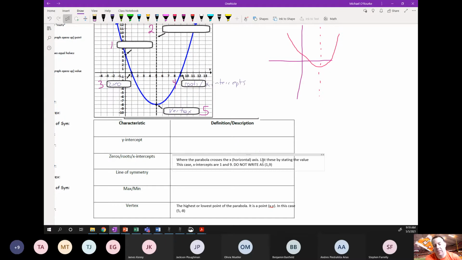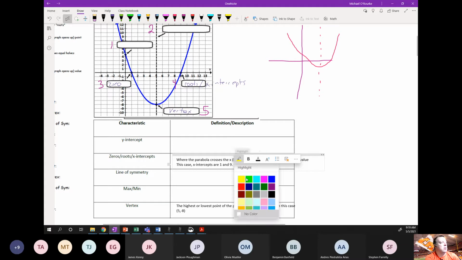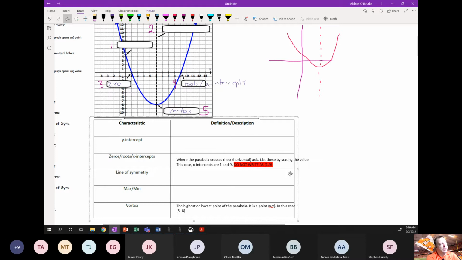Don't write it as 1 comma 9. Okay, that's different. I'll highlight that red because I don't want that. Okay, don't write it as 1 comma 9 because that's a point. You want to write it as 1 and 9. And then I can even add in here.